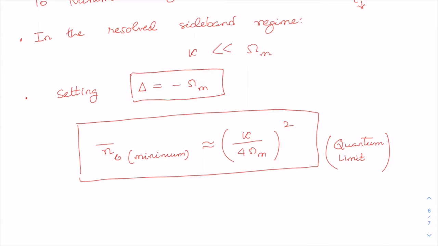And what it says is that to get into the ground state, if we want to make the average number of phonons nearly zero so that we can attain the ground state of the mechanical oscillator, the cavity decay rate has to be very, very small, which in other words means that we need to have a very high quality optical cavity.